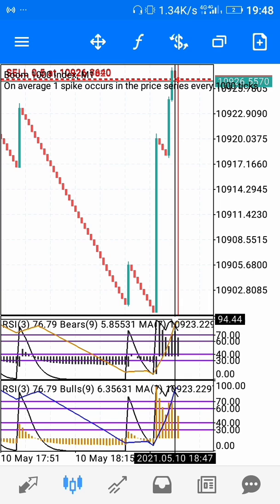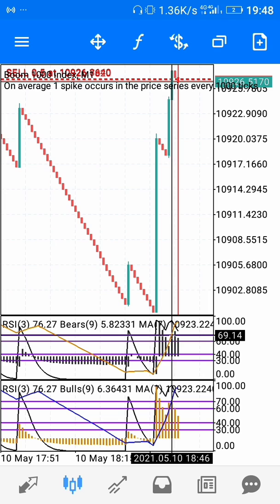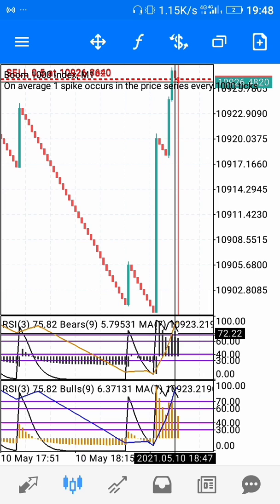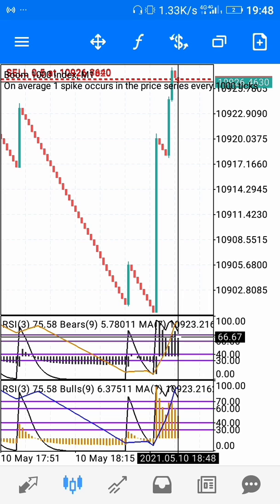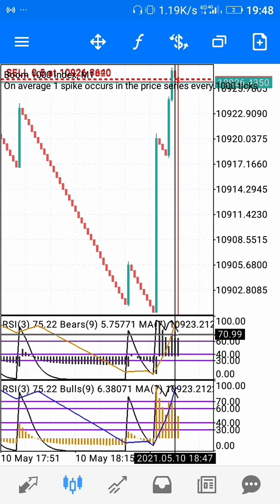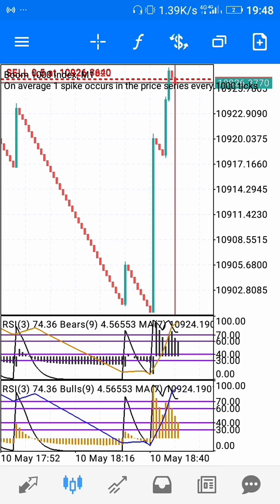The crossing took place here, above the 70 level, and look at the immediate past two bulls. They are all above the 60 level. So we are taking 5 candlesticks from here. So I'm going to pause the video now and come back at exactly 5 minutes.